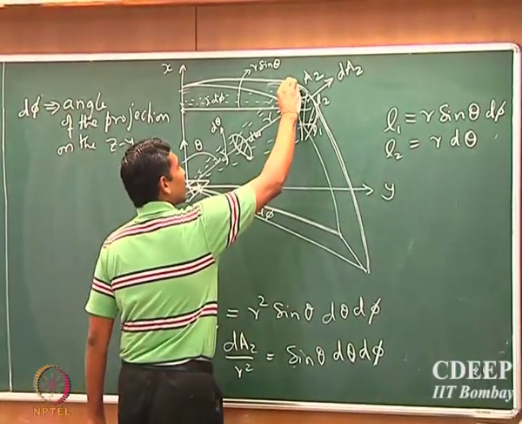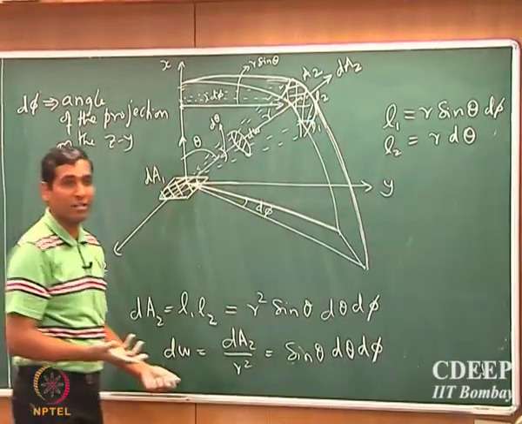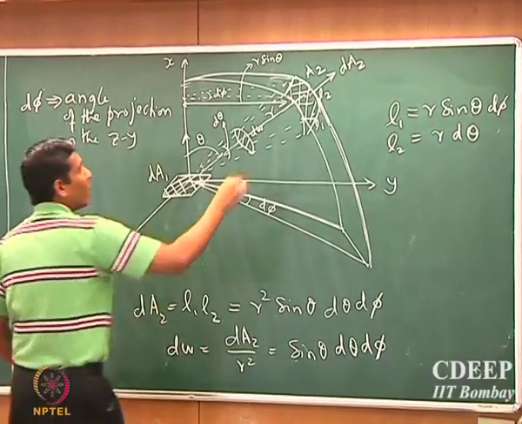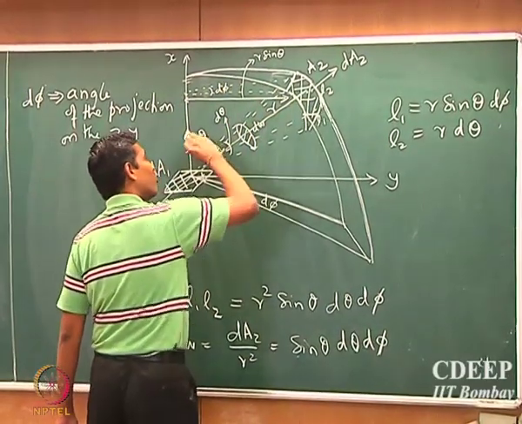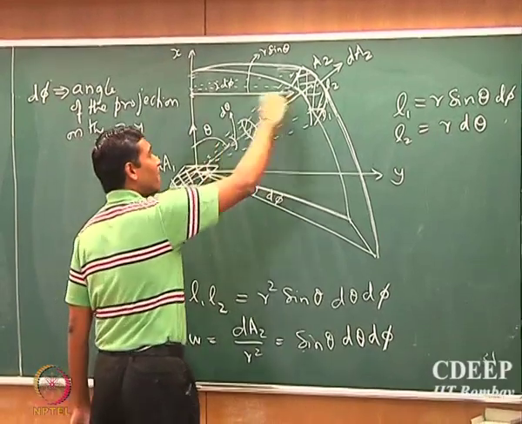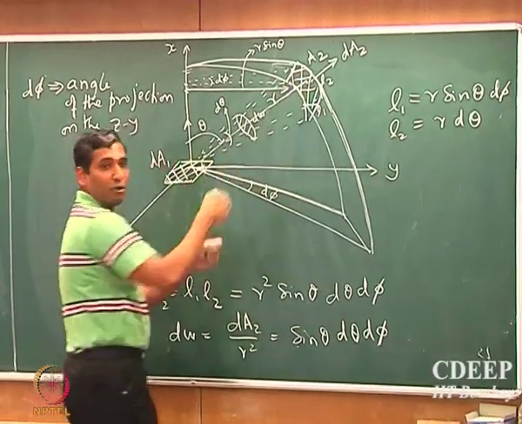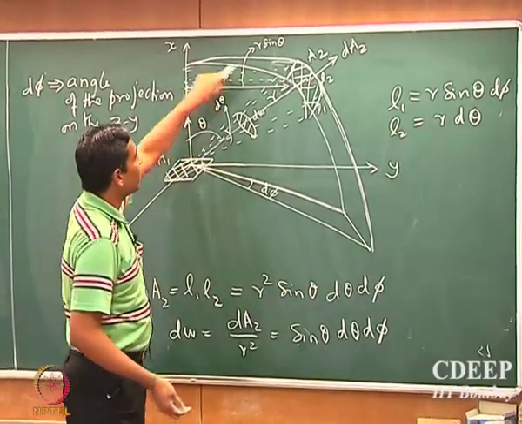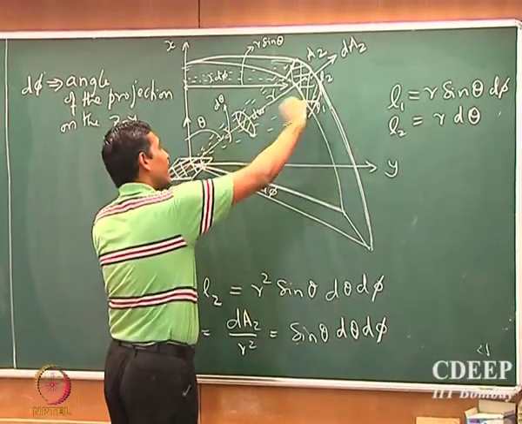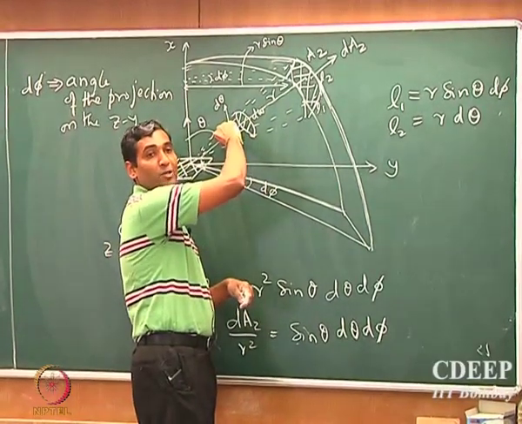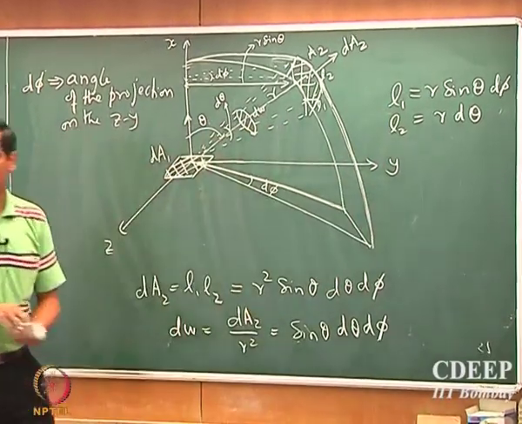So L1 is essentially the length of this arc. L2 is the length of this arc, right? This is a differential element of an arbitrary surface. L1 is this length multiplied by d phi, and this length is r sin theta, since sin is opposite by hypotenuse, which is sin theta. So the linear distance r sin theta multiplied by d phi gives you L1. The other length is in the xy plane, so it is the radius multiplied by the angle in that plane, which is d theta. So r d theta will be L2 and r sin theta d phi will be L1. Any other questions?